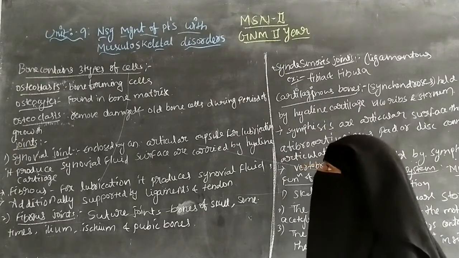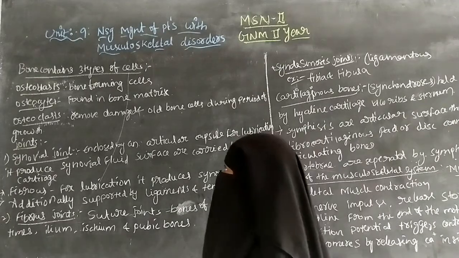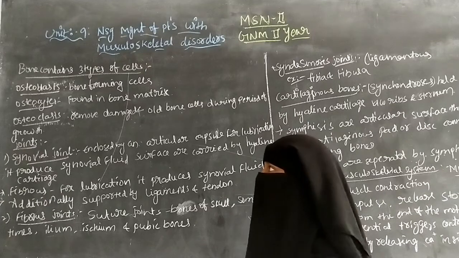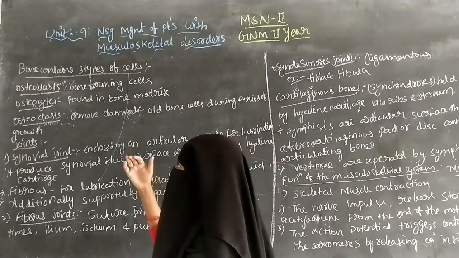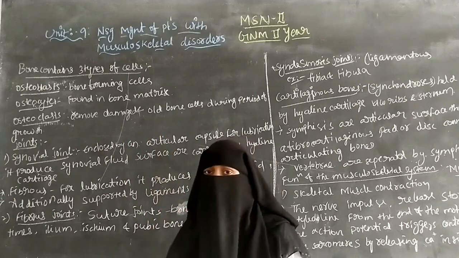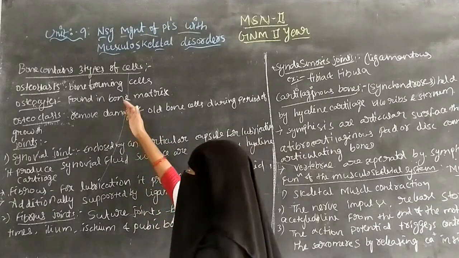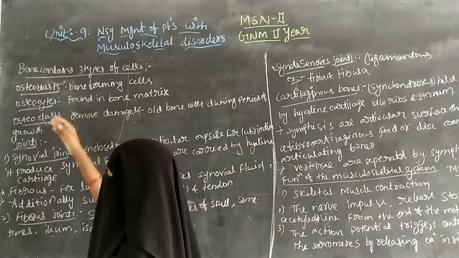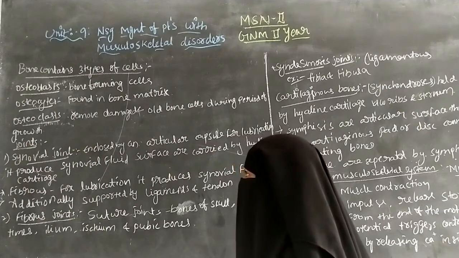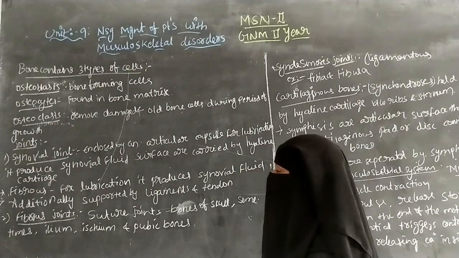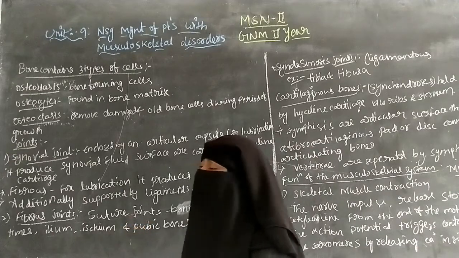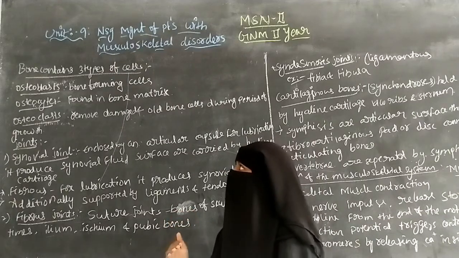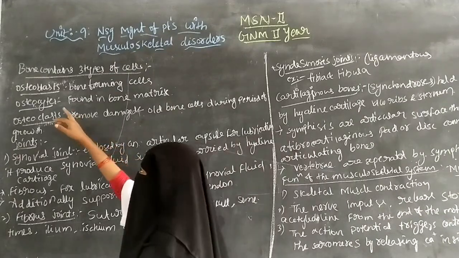In this we are going to discuss the types of cells that can be involved in the bone. The bone contains three types of cells. It includes the osteoblasts, the osteocytes and the osteoclasts. The first one is osteoblast.